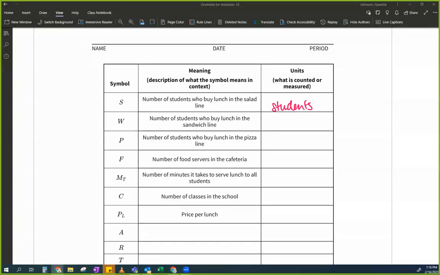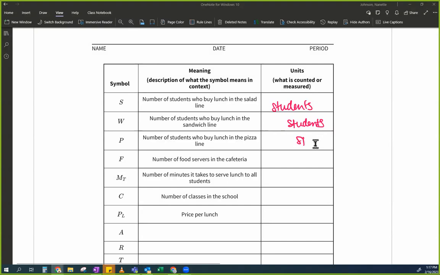Okay, so here, what were your units here? Everybody's like, this is the same, Miss Johnson. So again, if you want to call them sandwich eaters, but I'm just going to put the word students because maybe that'll help me. So I'm going to put students. This is also students.